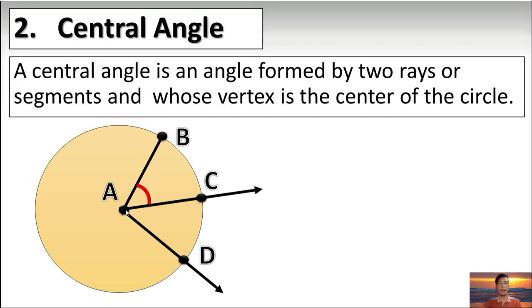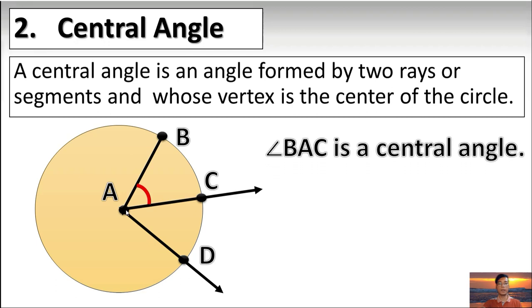Okay, halimbawa. So, that angle is actually a central angle. Ano ang pangalan ng central angle na yan? Okay. Angle BAC is a central angle. Paalala, sa pag-name ng angles natin, ito yung symbol na ginagamit natin. So, angle BAC is a central angle. Tanggap din si angle CAB.